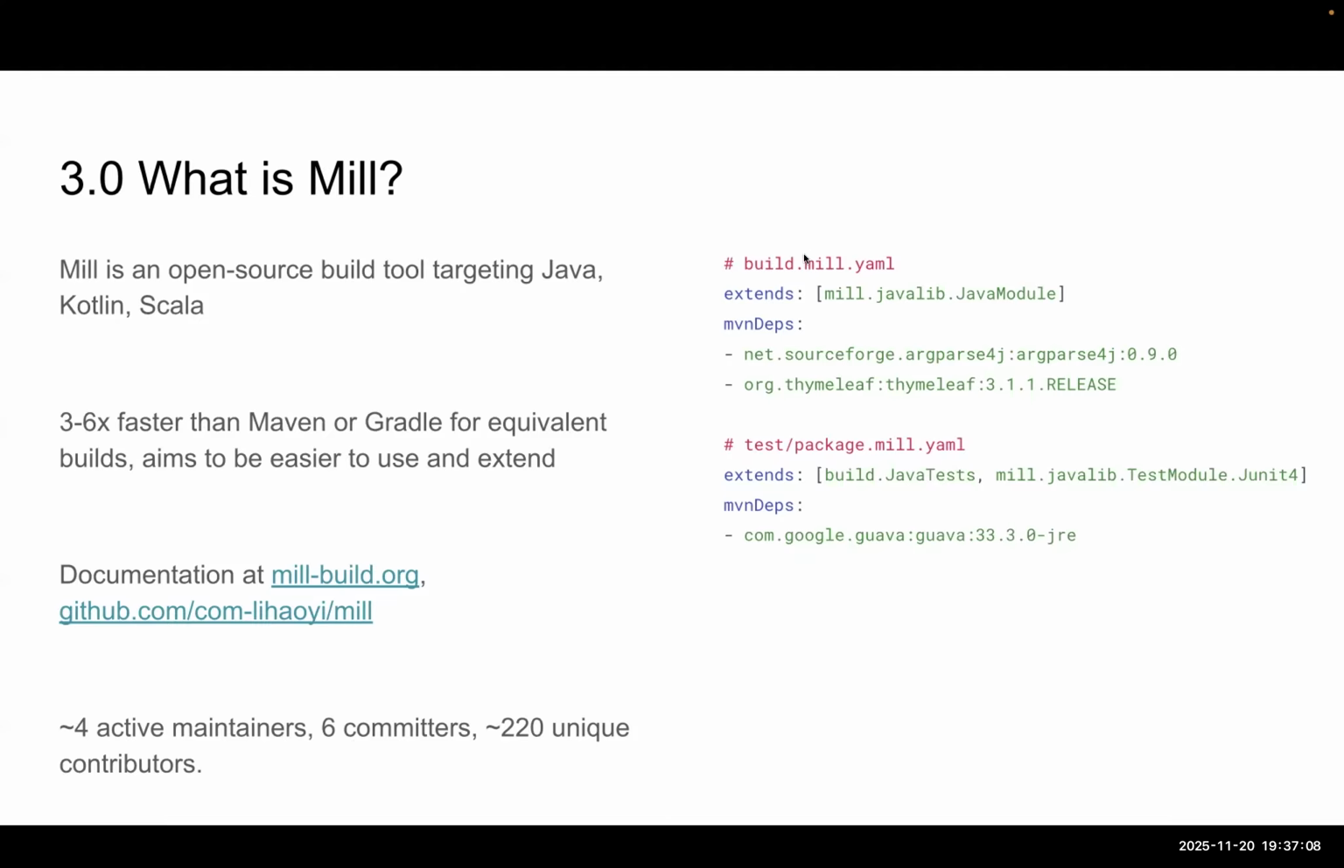Mill build files look something like this. You have a build.mill.yaml in the root of the project. You extend some class and override the Maven dependencies. Or for submodules, like this test submodule, it's in a test subfolder with a package.mill.yaml, with maybe a Java test with JUnit 4 support and its own dependencies.